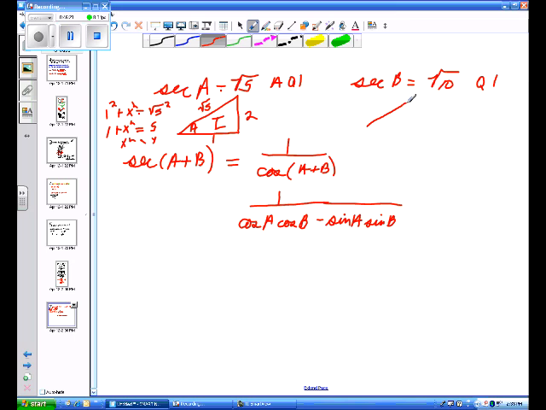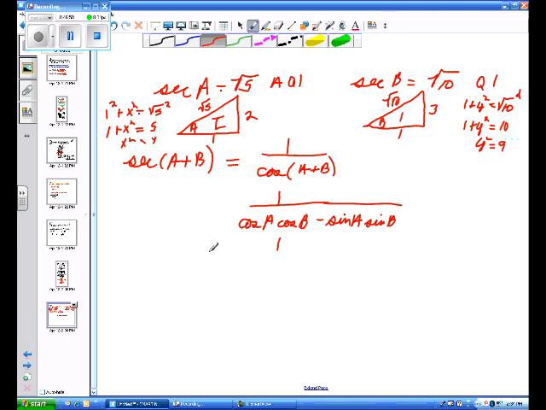For B, okay, we're going to have the square root of 10 over 1. And if we go through, then we've got 1 squared, which is 1, plus y squared equals the square root of 10 squared. So 1 plus y squared equals 10. Y squared equals 9, so y equals 3. And we're in quadrant 1, so it was positive.